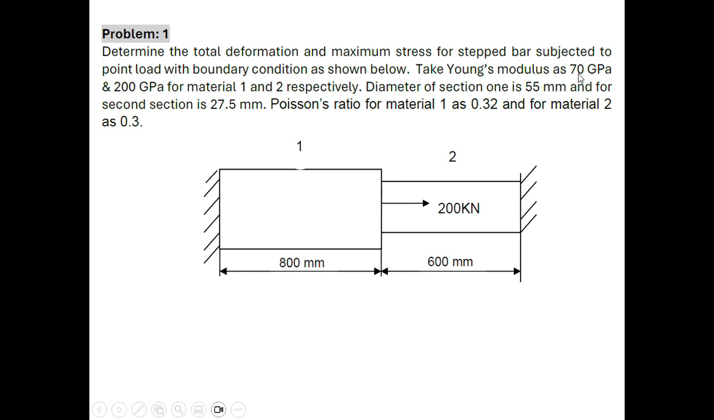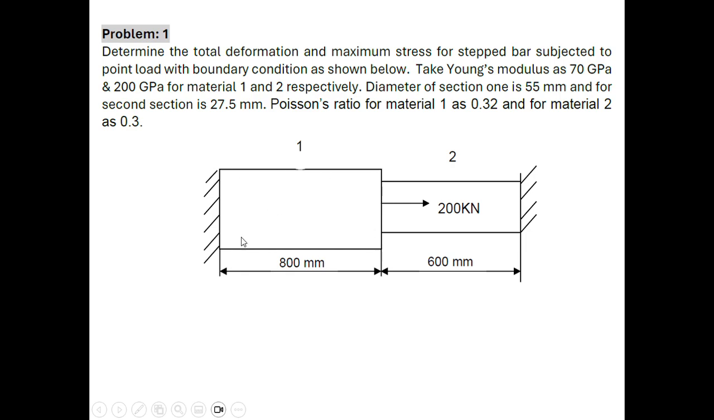Take Young's modulus as 70 GPa and 200 GPa for material 1 and 2 respectively. Diameter of section 1 is 55 mm and for second section is 27.5 mm. Poisson ratio for material 1 as 0.32 and for material 2 as 0.3. So this is the stepped bar given.